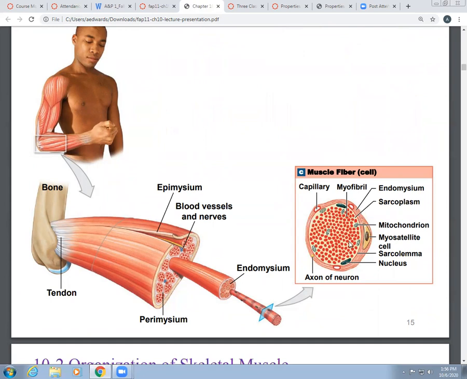So what does that look like in a cross section? Well, you've got individual myofibrils, okay? We'll learn more about those in a minute. You have your endomysium surrounding it. You've got capillaries, which will provide nutrition. And you've got mitochondria to make ATP, right? Muscles need lots of ATP, you need energy. Okay, here's your myosatellite cell, your stem cell. Okay. Here's your nucleus. Okay, you have multiple nuclei in skeletal muscle cells.